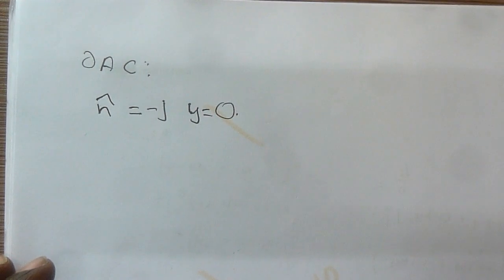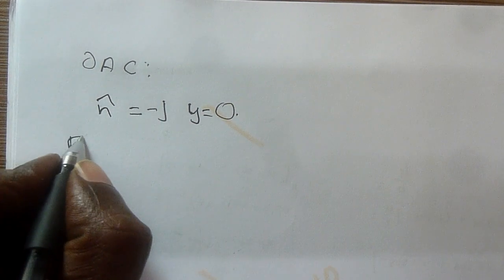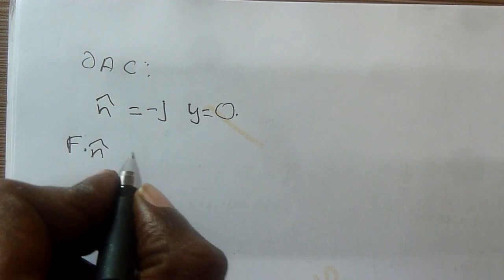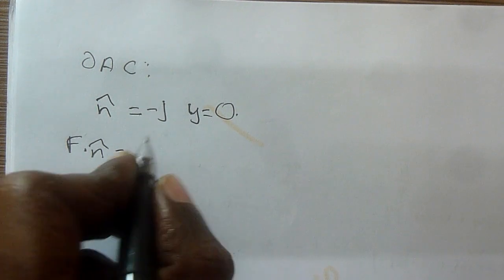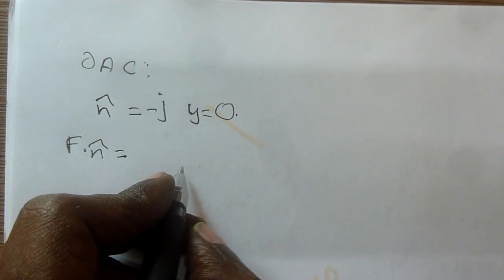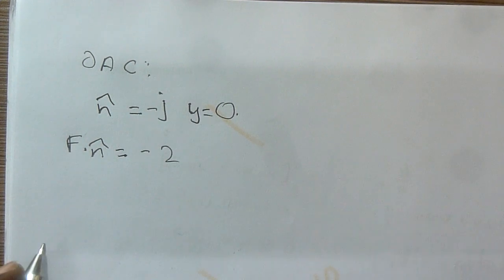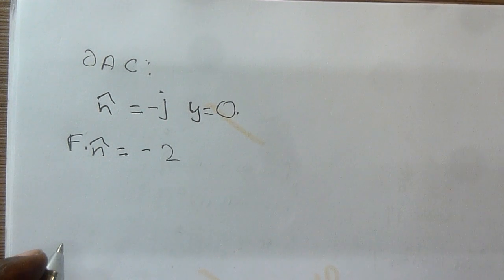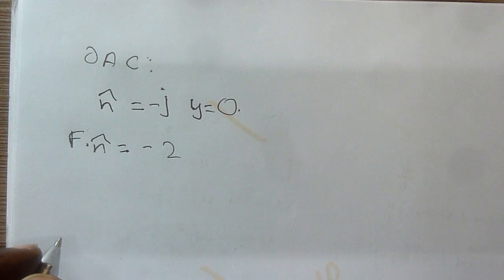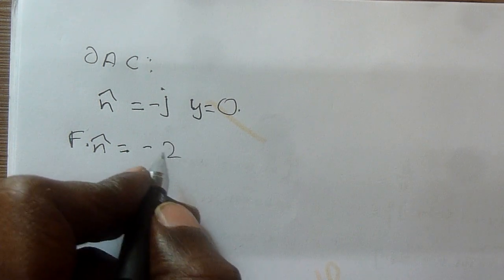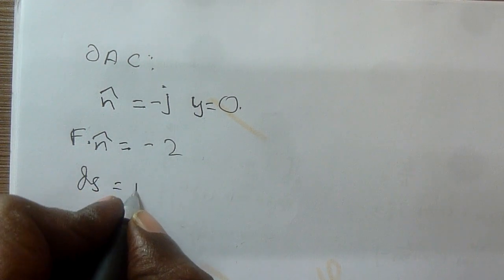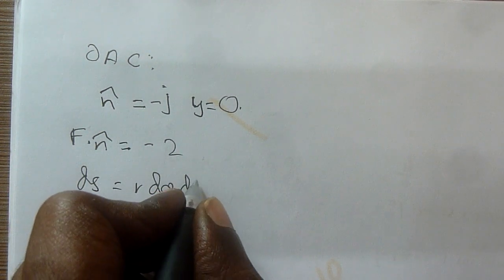Okay, then this one is simple in that sense. F dot N, you get a negative J, right? Negative J, you get a negative 2 as your solution. Okay, can I proceed to calculate? dS is r d theta dr. Okay, that means this is also the same.